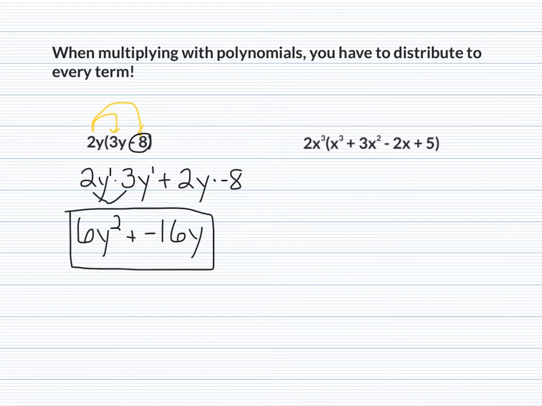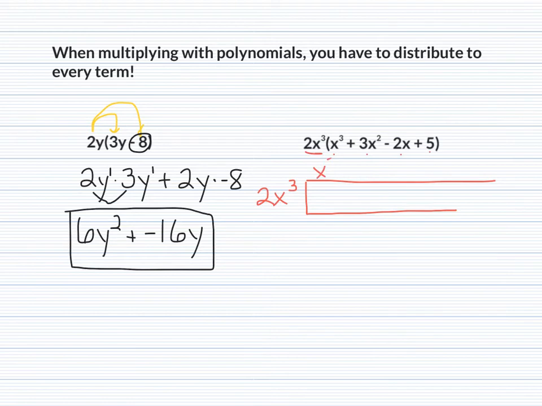The other approach I'm going to show you is something called like a grid, or the box method, or the array. So what we are multiplying is this 2x to the third. That goes right out in front. If you had more things, you'd put more rows, but we don't. So then we're multiplying by each term. So those are going to go at the top.